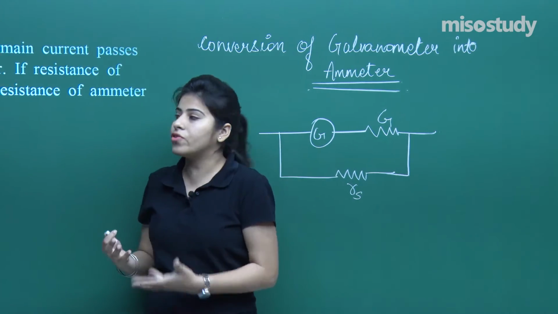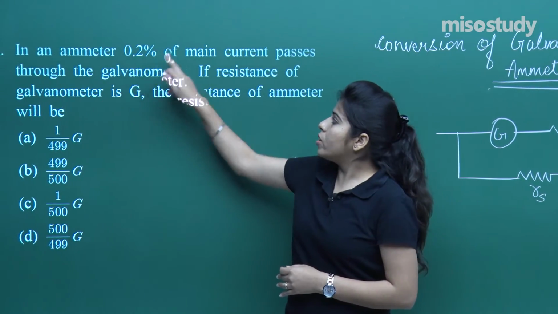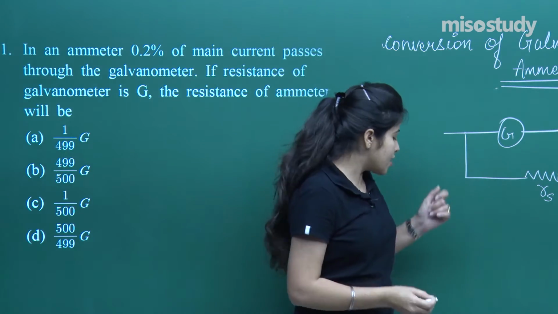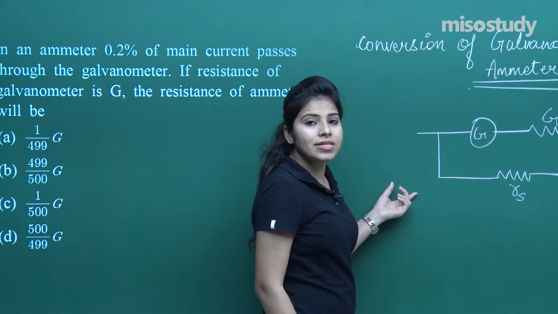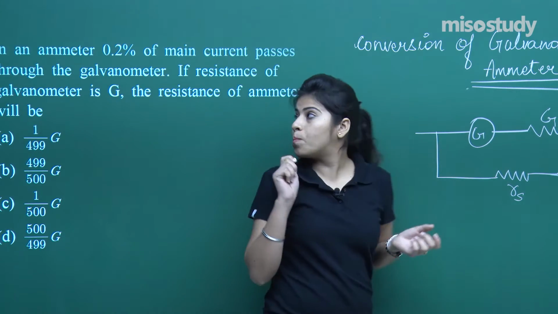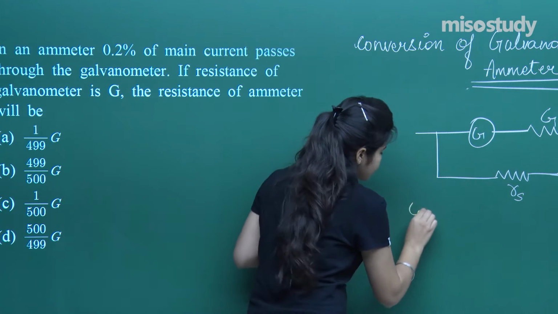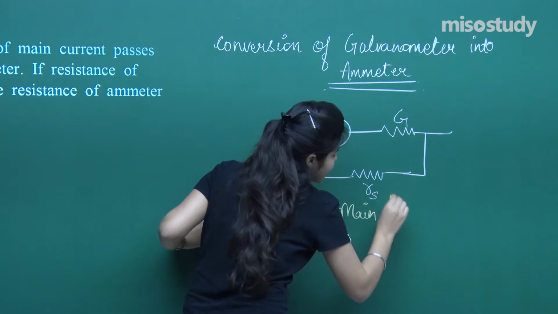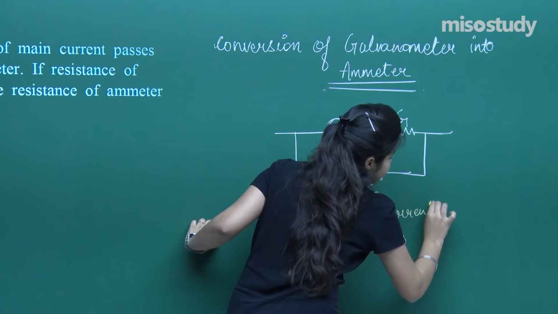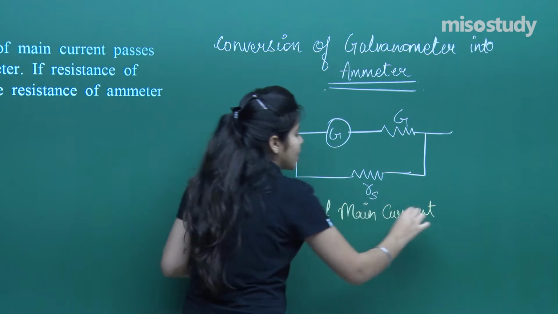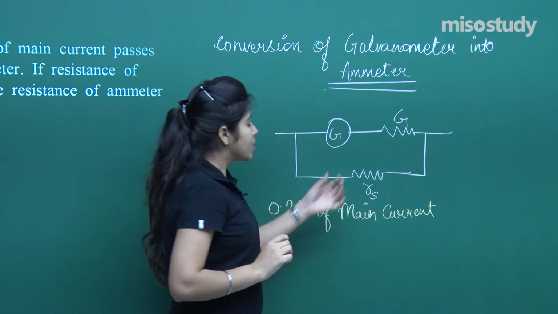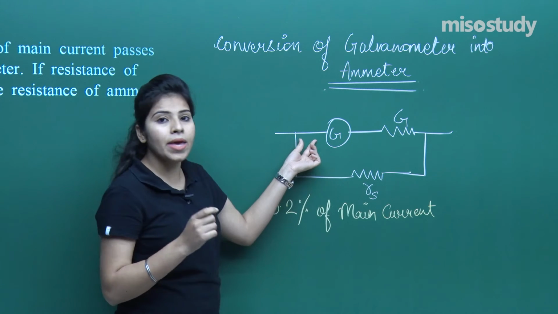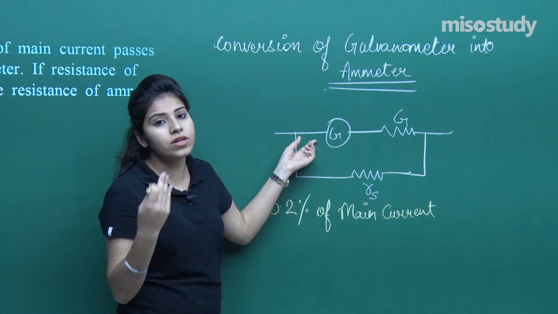Let me read it once again. In an ammeter, 0.2% of the main current passes through the galvanometer. Let me say that the main current is capital I. So the current in this arm, that means in the galvanometer arm, will be 0.2% of the total I.